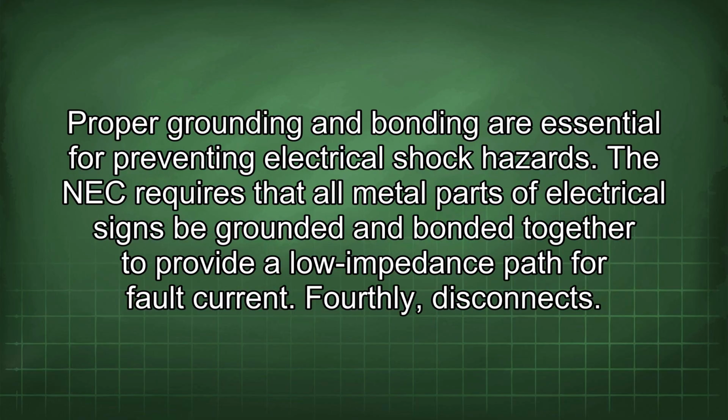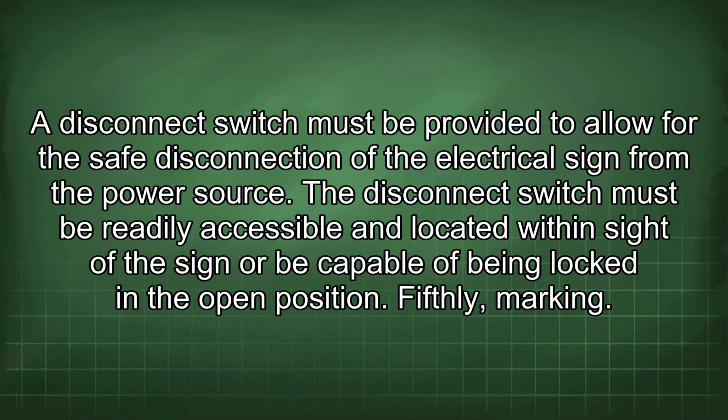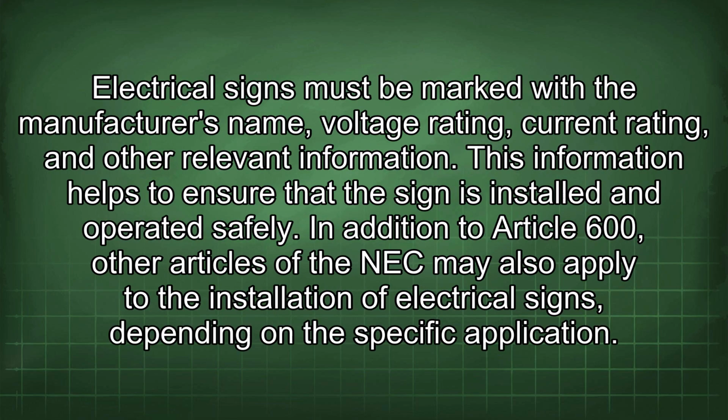Thirdly, grounding and bonding. Proper grounding and bonding are essential for preventing electrical shock hazards. The NEC requires that all metal parts of electrical signs be grounded and bonded together to provide a low impedance path for fault current. Fourthly, disconnects. A disconnect switch must be provided to allow for the safe disconnection of the electrical sign from the power source. The disconnect switch must be readily accessible and located within sight of the sign or be capable of being locked in the open position. Fifthly, marking. Electrical signs must be marked with the manufacturer's name, voltage rating, current rating, and other relevant information. This information helps to ensure that the sign is installed and operated safely.